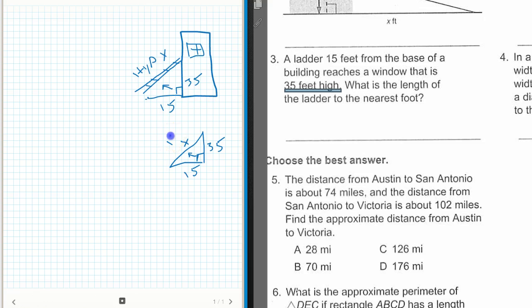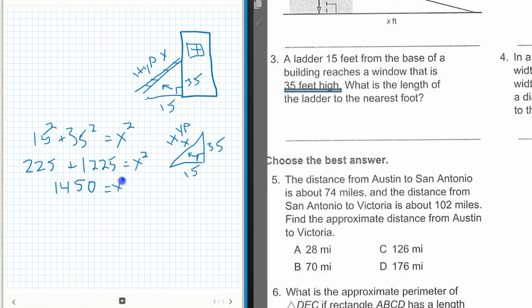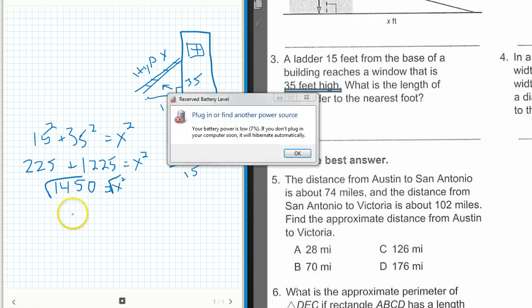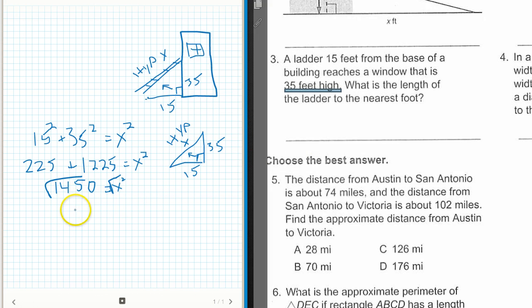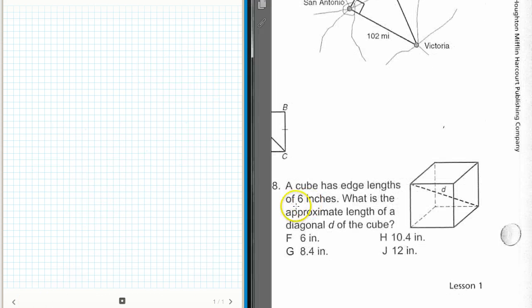So we are back to Pythagorean theorem. 15 squared plus 35 squared is equal to x squared. 15 squared is 225. 35 squared is 1,225, and those are both equal to x squared. Add them together. 1450 is equal to x squared. Take the square root of both sides, and that's going to give me 38 is equal to x, and that's the length of my ladder.